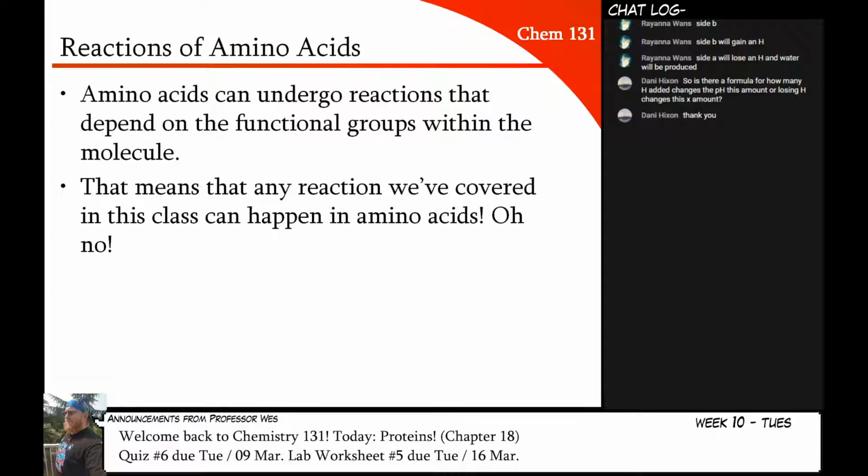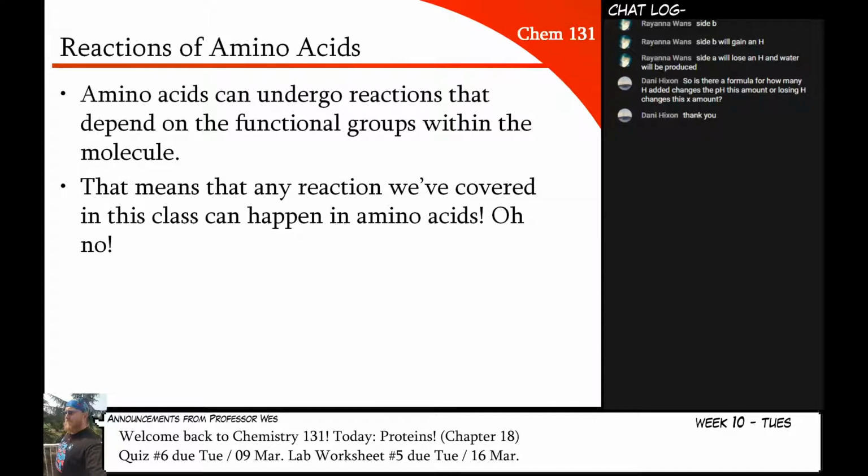All right. Now, what do amino acids do? Well, amino acids link together to form amide linkages, as we have mentioned already. But all of their side chains, the R groups, can have various things on them, which can facilitate any reaction that we've talked about in this class so far. That's not what you want to hear during week 10, right? Or maybe it is, because that means you don't have to learn anything new. You just have to apply it, right?